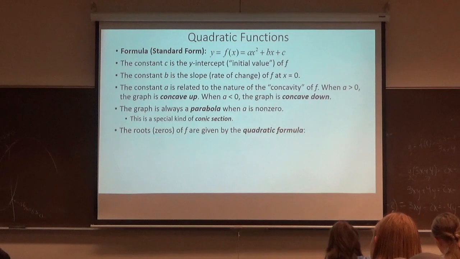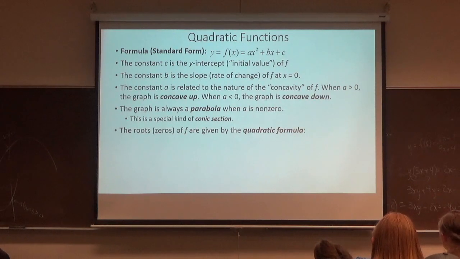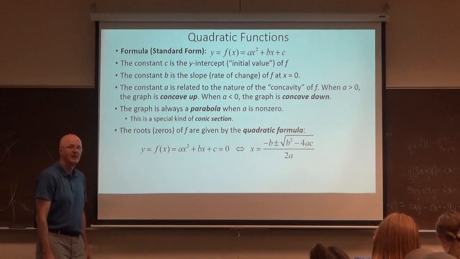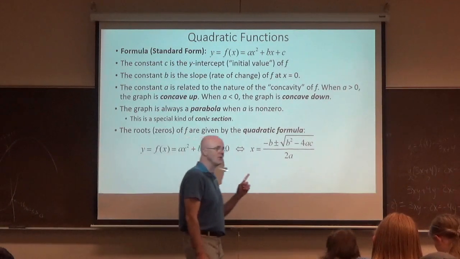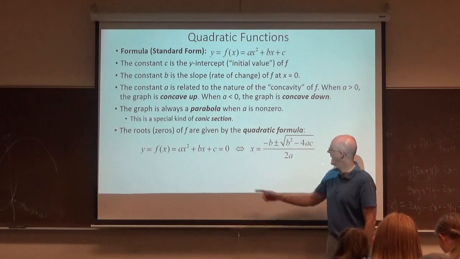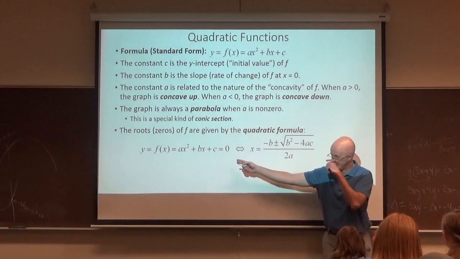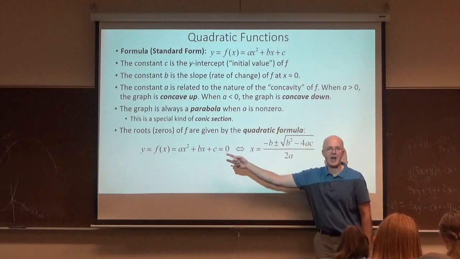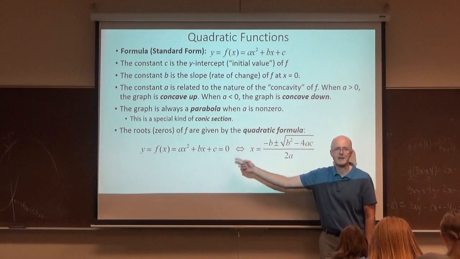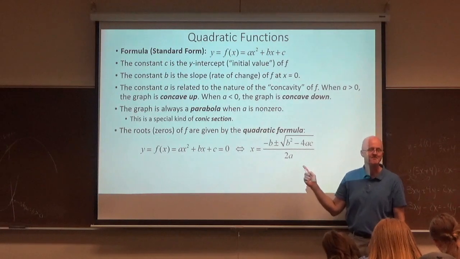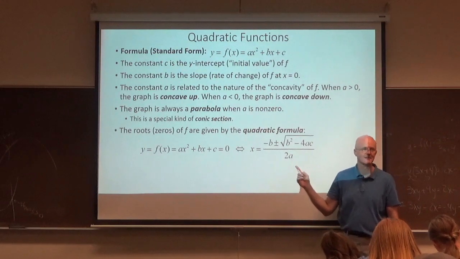The roots of f, or zeros of f, are given by the quadratic formula in all its glory right there. Make sure you only use this when solving an equation like this where the right-hand side is 0. If it's not 0 over there, you got to subtract it from both sides to make it 0 before using this. How do you memorize the quadratic formula?